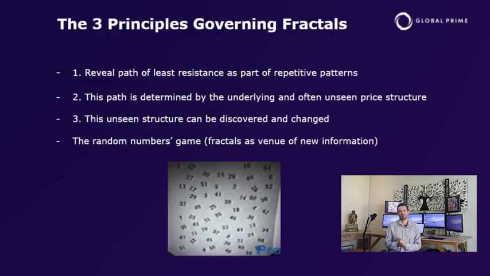Bill Williams does provide, through his book, what he calls the three principles that are going to be governing fractals in the first place. The first principle is that fractals reveal price behavior as part of repetitive patterns that hint at the path of least resistance. The second principle is that this path is going to be determined by the underlying and often unseen price structure. And the third principle is that this unseen structure can be discovered and can be changed, which for us as traders would mean that it can be exploited for profits.